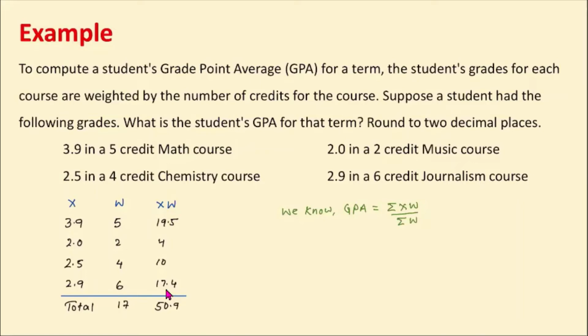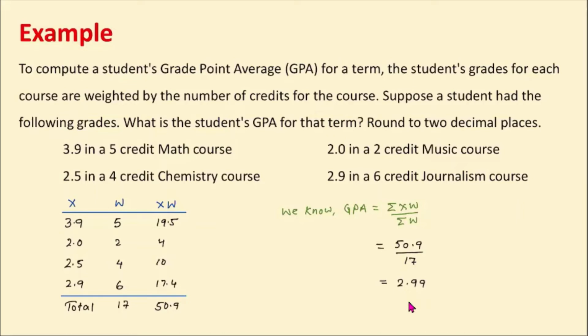Now we are all set to find the grade point average or GPA. All we need to do is plug in the values here. Sum of X times W is 50.9, over sum of W, which is 17. And finally, when we divide 50.9 by 17, we get 2.99. So that is the grade point average of this student for the term, 2.99.